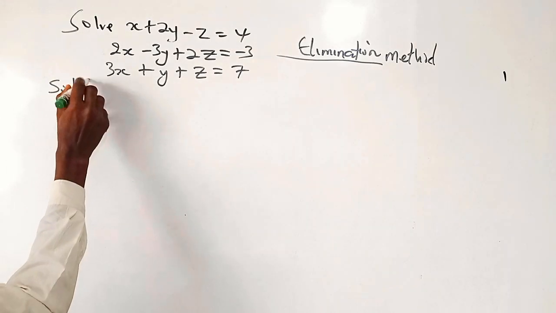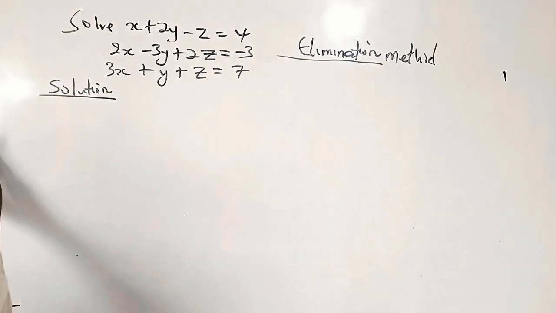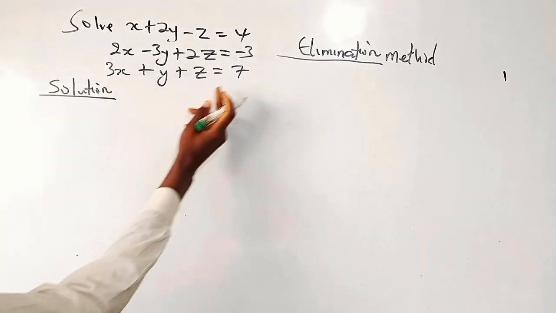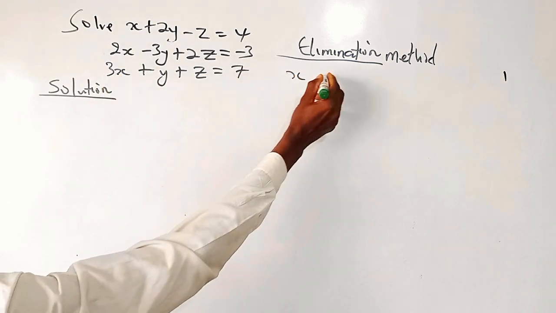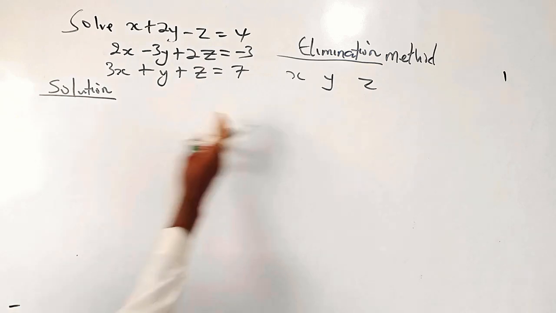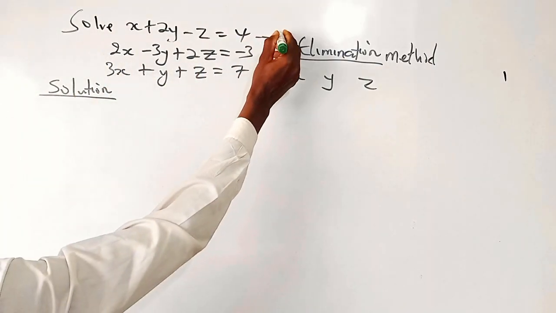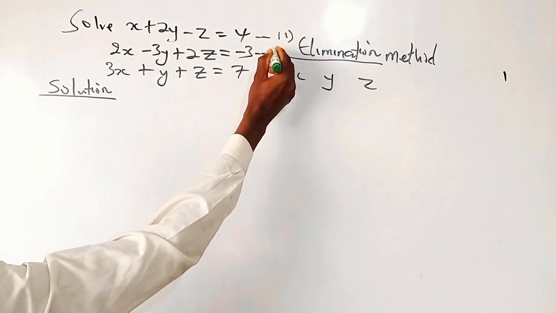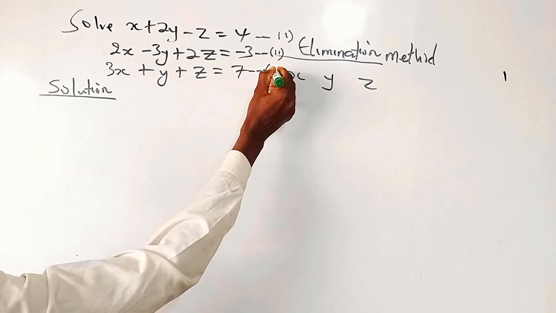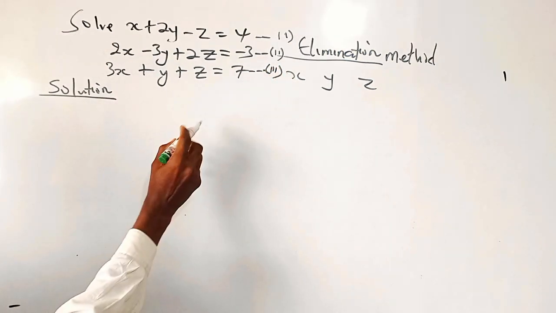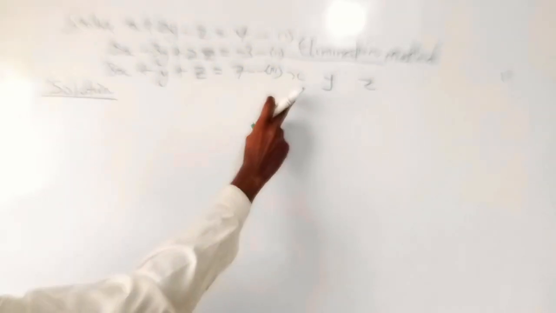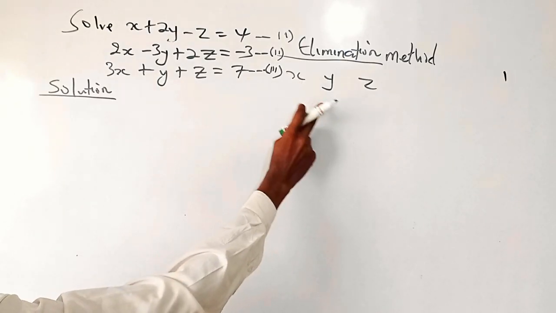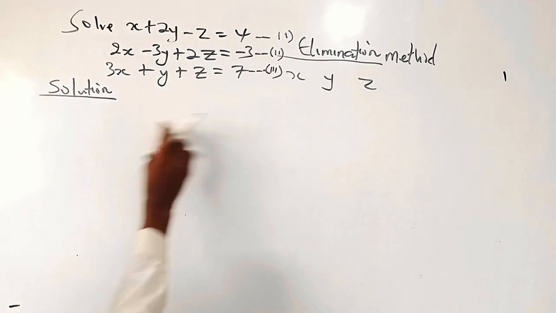Solution. Okay. So we are given three simultaneous equations involving three variables. We have x, we have y, we have z. Let's say this one is equation 1, this is equation 2, and this is equation 3. We are using the elimination method to determine the values of x, y, and z. So how do we go about this?